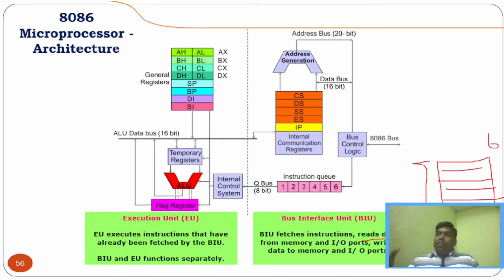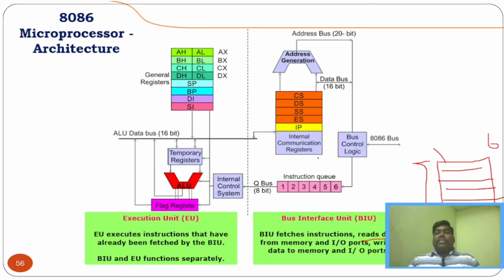That is, it already prefetches the instruction so that the execution unit can process instructions in parallel, like one instruction will be fetched while the other instruction is executed. So it supports pipelining so that the instructions will be executed a little faster, right? So by design 8086 supports pipelining.